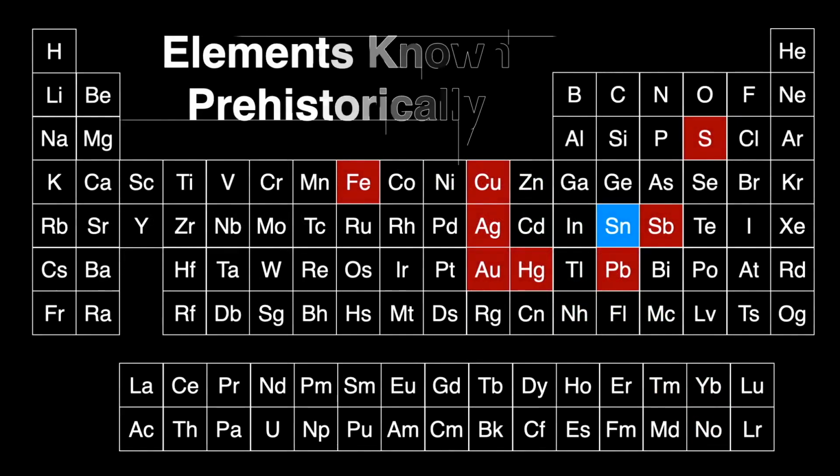There are about 9 elements discovered before written records. Here you see which ones: sulfur, iron, copper, silver, tin, antimony, gold, mercury, and lead. These elements were discovered so early because many of them occur in nature in their native state.